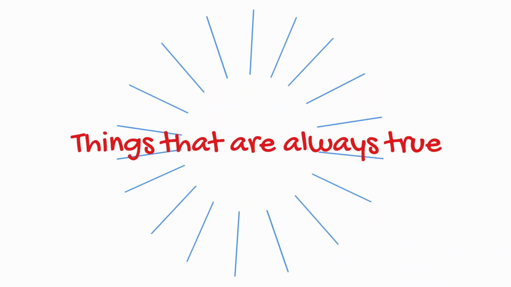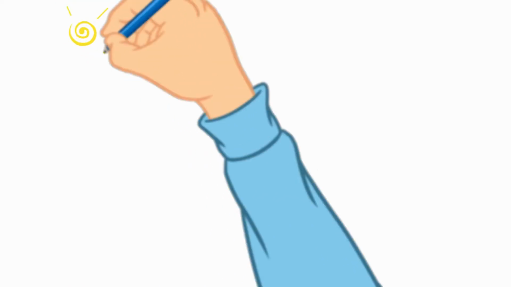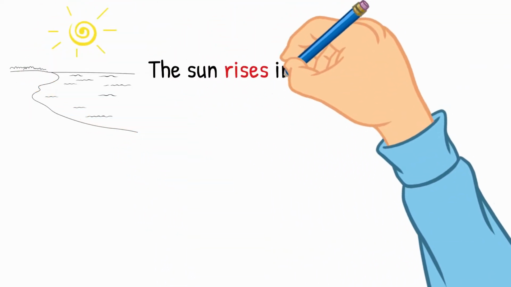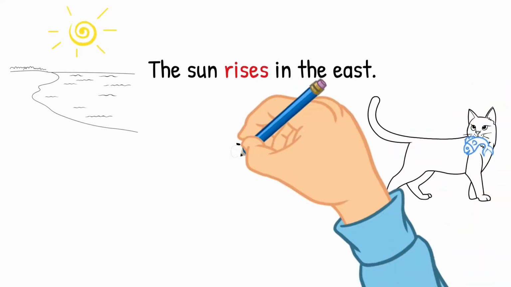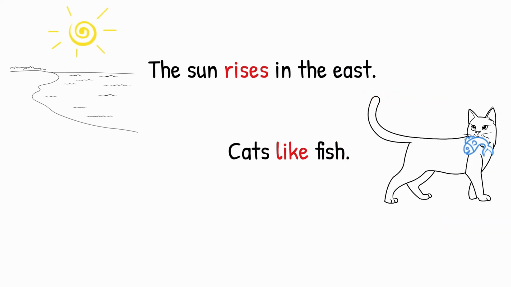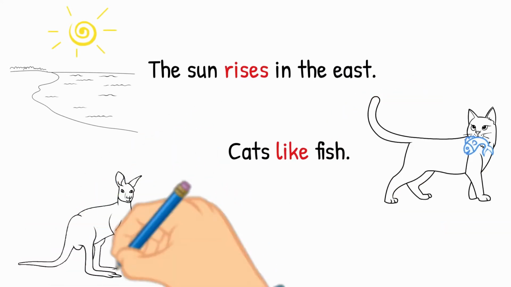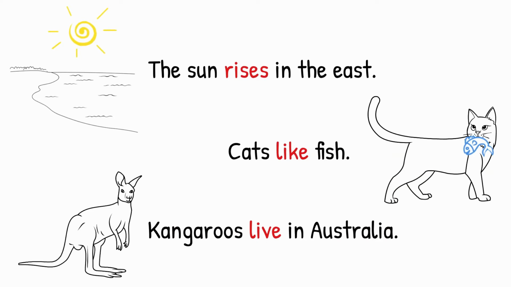Let's look at a few examples of things that are always true. The sun rises in the east. Cats like fish. Kangaroos live in Australia. These sentences talk about facts and situations that are always true. But is there something strange about the verbs? Look at rises, like, and live. Why does rise have an S, but like and live don't?